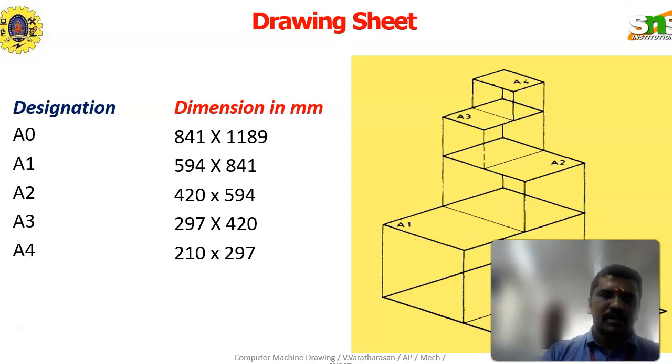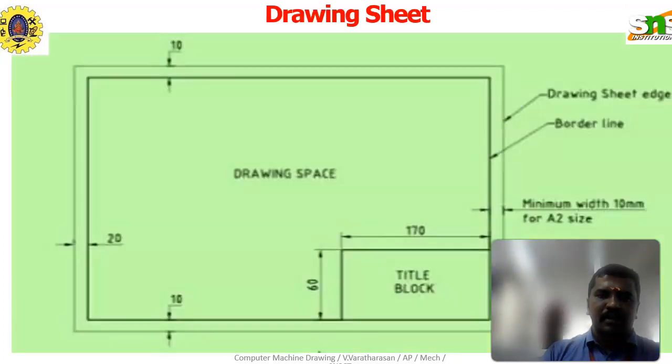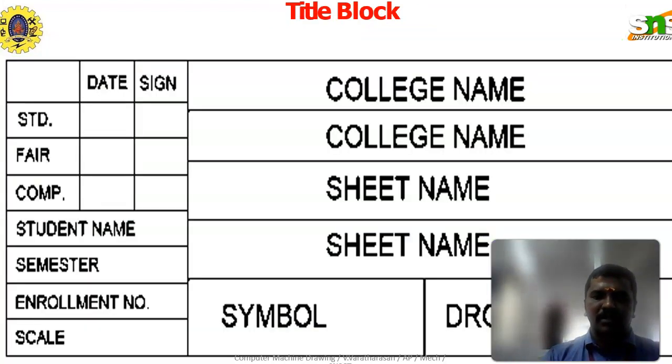Then the drawing sheet: what the drawing sheet dimensions look like, and how space is given on the drawing sheet for everything like the margin and title block, and how we can allocate the title block measurement also. These are the things we have seen in the previous lecture series, and how the title block should look.